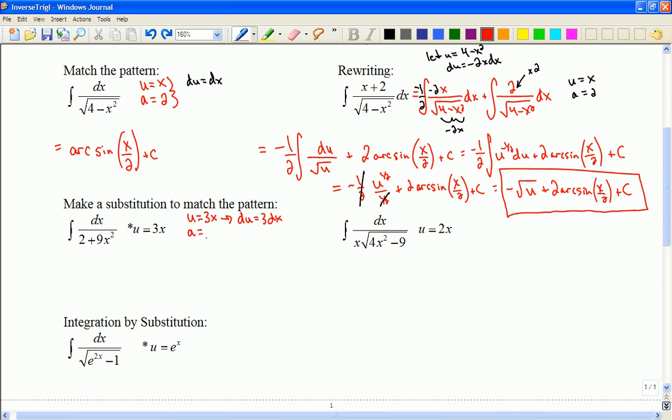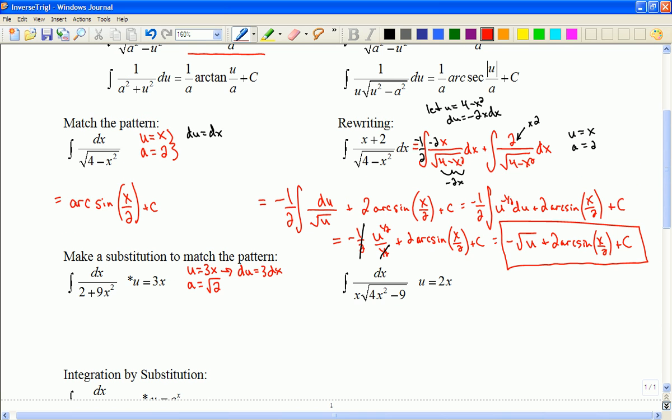The value of a here is going to end up being root 2. And if you think about our choices, this one's going to end up pairing up with the arctangent. So there's our arctangent graph there. In this case, before I find my answer, I'm just going to plug in what I have so far. I need a 3dx to be able to change this, which means I need a 1/3 in the front.